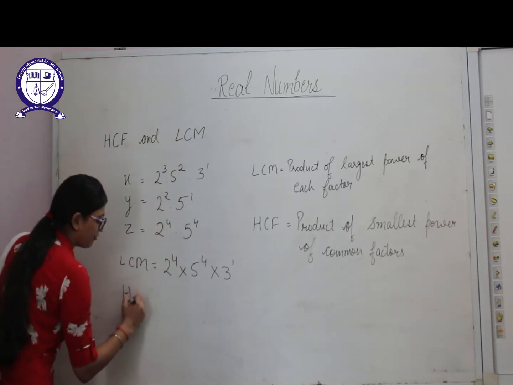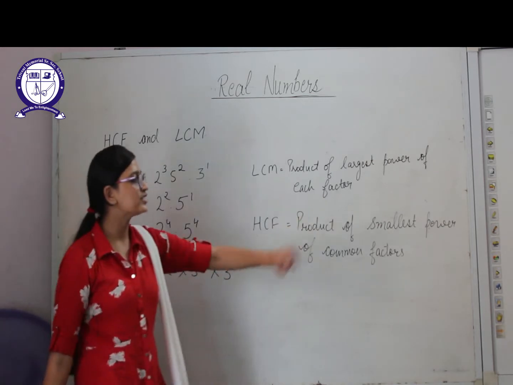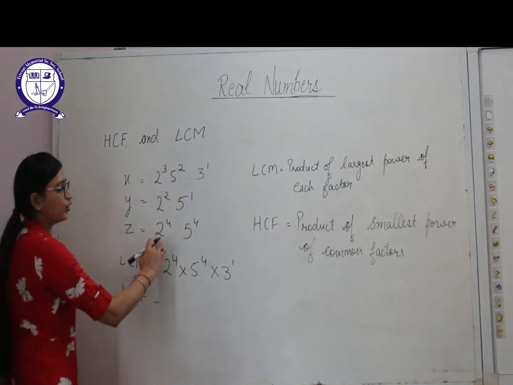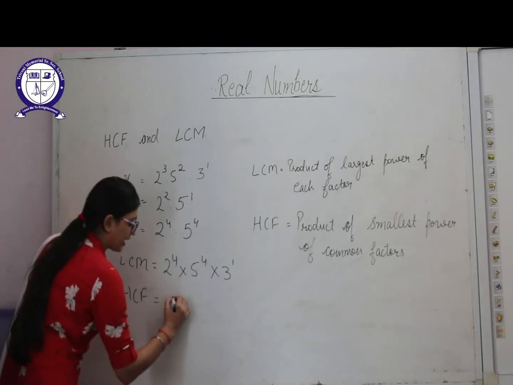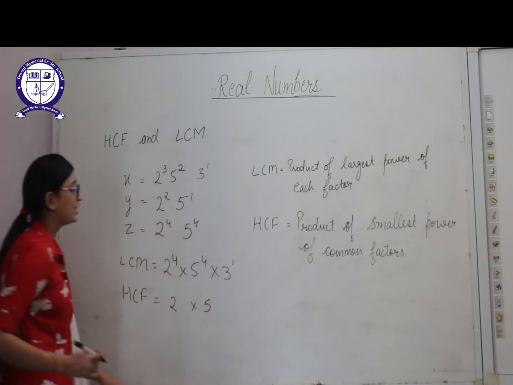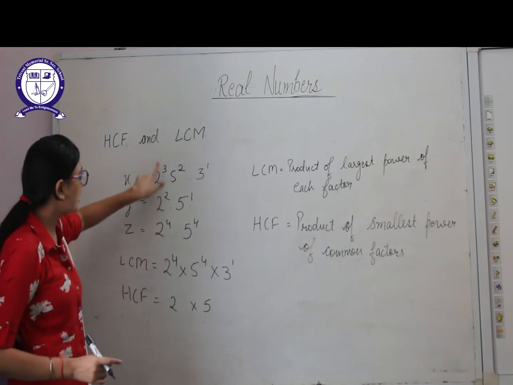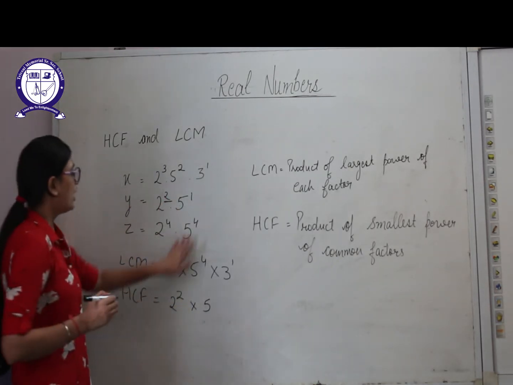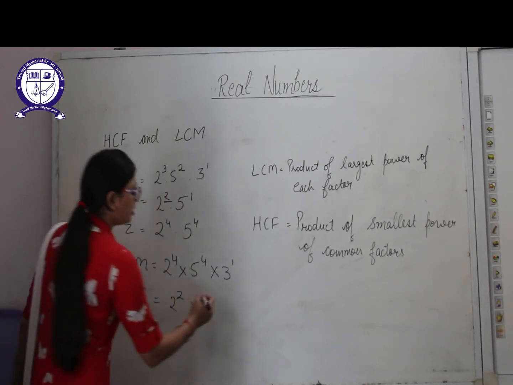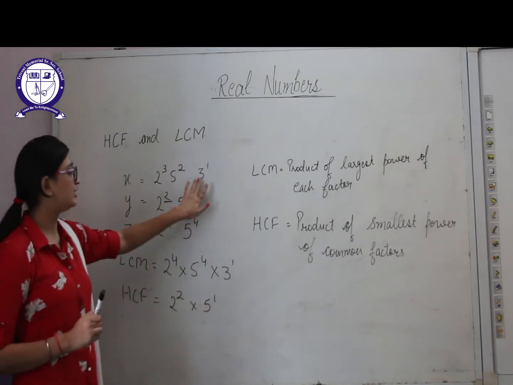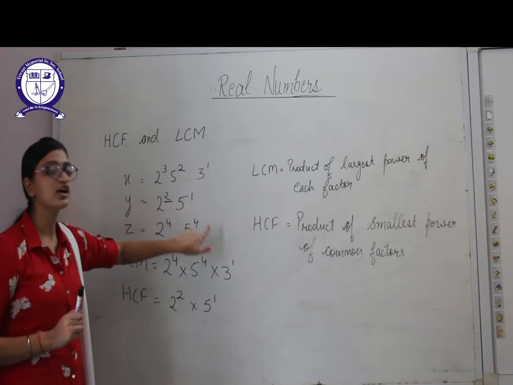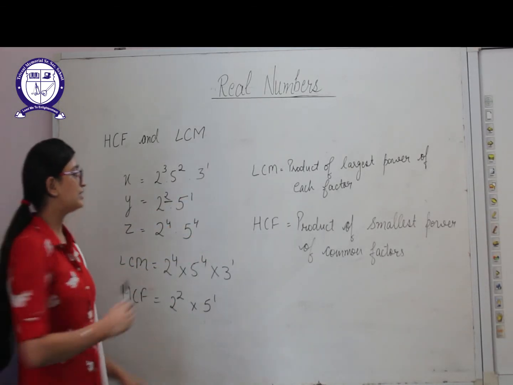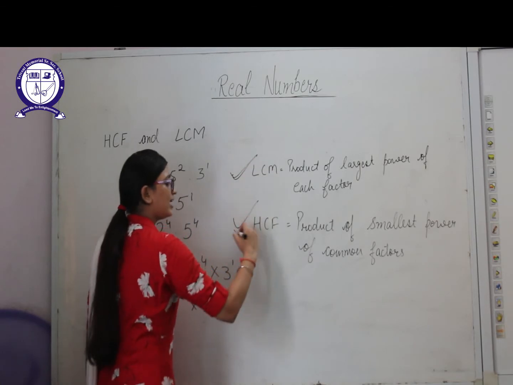But in HCF, we will take the smallest power of the common factors only. The common factors here are only 2 and 5. So we will take 2 and 5 but their smallest power. Here we can see that 2 has the smallest power of 2, so we will take it as 2 squared, and 5 has the smallest power of 1. But we will not take 3 here because 3 is not a common factor, as 3 is not included in these two numbers. So this is the method of finding the LCM and the HCF.